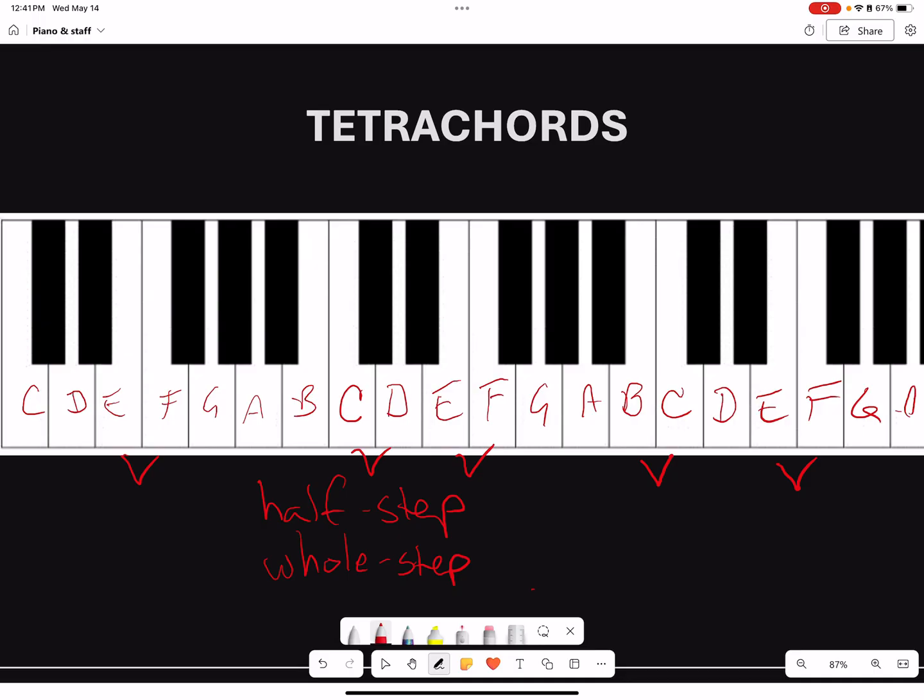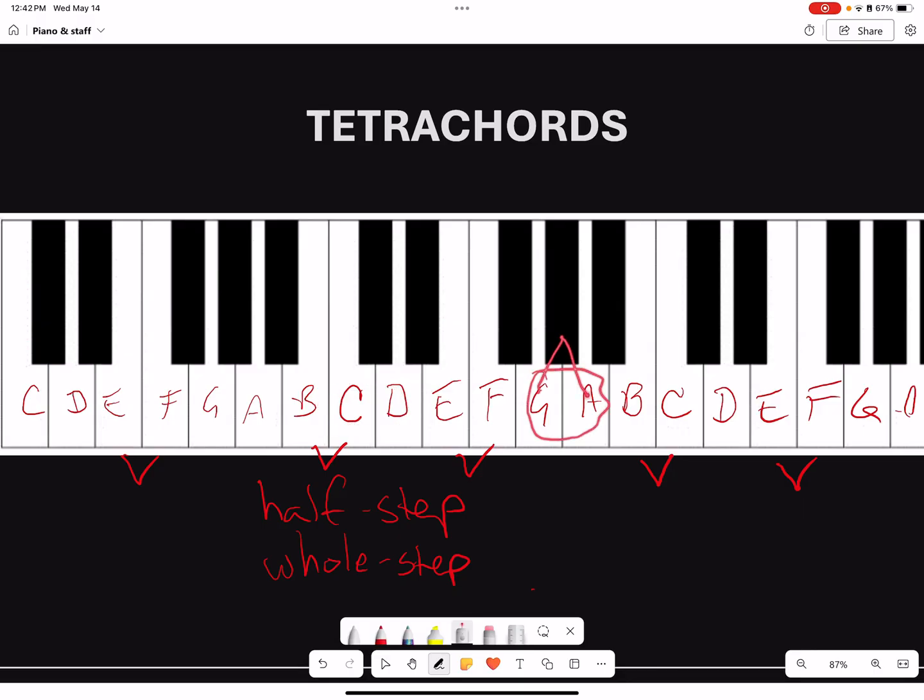And just because math is still a thing, 2 half steps makes a whole step, right? Oh, sorry, I wrote this wrong. This should go here. Okay, so go back to our example here. If C, half step up, is this black key, and then I go another half step, that makes C to D a whole step. These are a whole step apart, okay? These are a whole step.